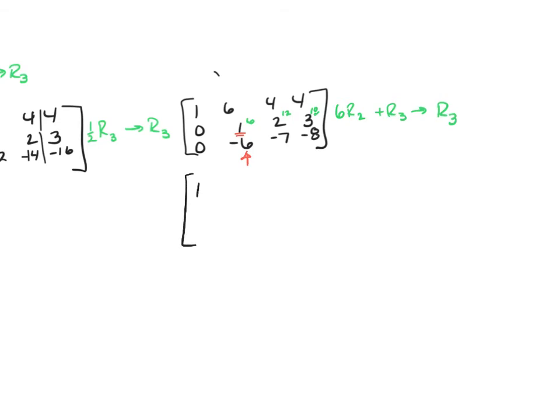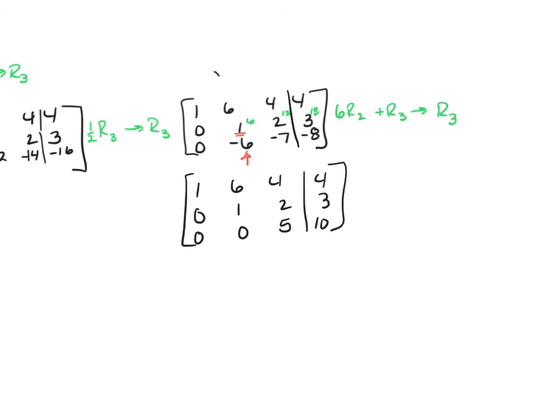So I have 1, 6, 4, and 4. Don't forget that line. 0. This is 1, 2, and 3. Remember, I'm putting the answer back into row 3, so I didn't actually change row 1. And then 0, 0, 12 minus 7 is 5. 18 minus 8 is 10.